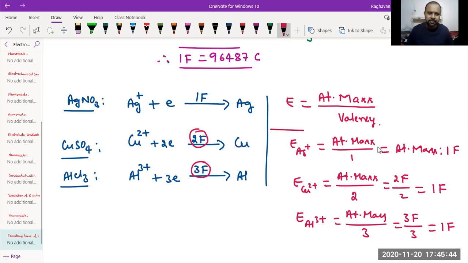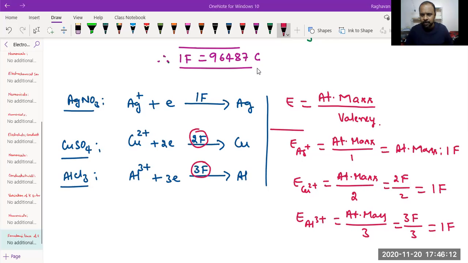I think you didn't understand. Did you understand or not? Understood. So tell me, if I pass 1 Faraday, that is 96,487 coulombs of charge, through any electrolyte solution, how much of the substance gets displaced? 1 Faraday displaces how much? 1 equivalent mass of the substance.